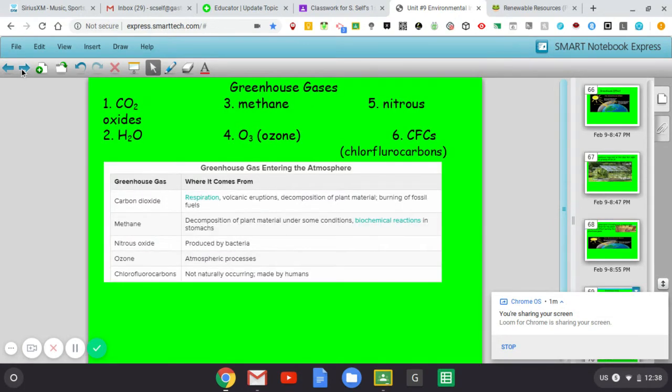All right, so greenhouse gases are CO2, carbon dioxide, water or water vapor, methane, ozone, and ozone is O3. The oxygen we breathe is O2, so that's how it's different. Nitrous oxides, and then CFCs. CFCs are called chlorofluorocarbons.